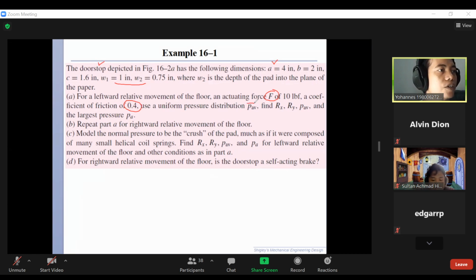Using the average pressure, we have to calculate the external load, okay, the resistance load at point A on the door contact point. So what are the horizontal and vertical forces allowed by this design? And how if the movement changes? How if the doorstop moves to the left, or rightward relative to the floor? So that's the variation of the problem.